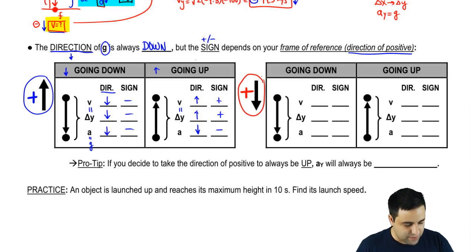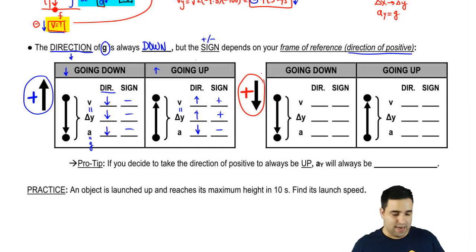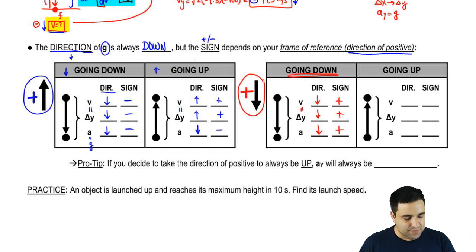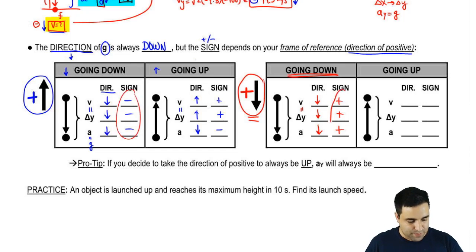Here, if I decide for whatever reason that I want to say that the direction of positive is going down. In this case, if I'm going down, it means my velocity is down, my delta y is down, and gravity is always down. But now I said going down is positive, so I have positive, positive, positive. If you're going down, sometimes it's a good idea to say that going down is positive. Why? Because instead of having 3 negatives, I have 3 positives. And that's better. You don't have to deal with negatives, which can be kind of annoying. If I'm going up, it means my v is up, so my delta y is up, but a is always down. So going down is positive, so going up is negative, negative, going down is positive.